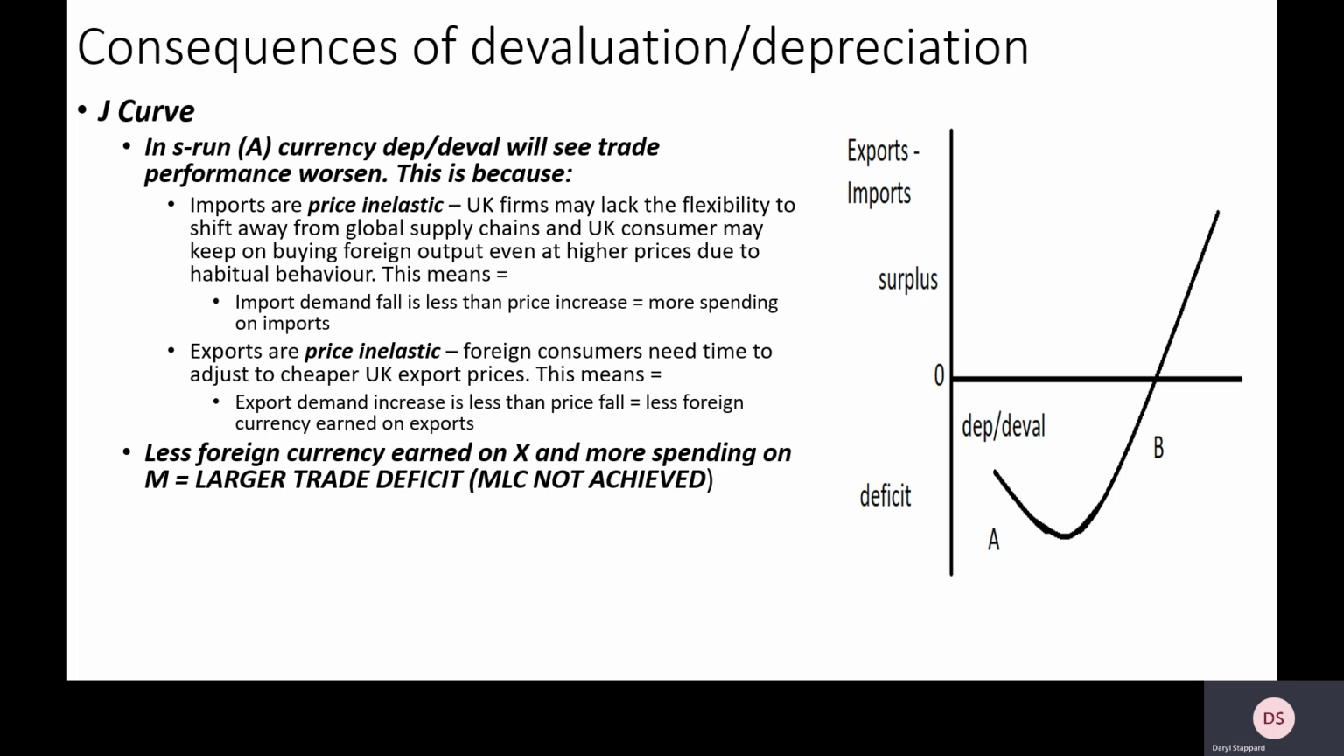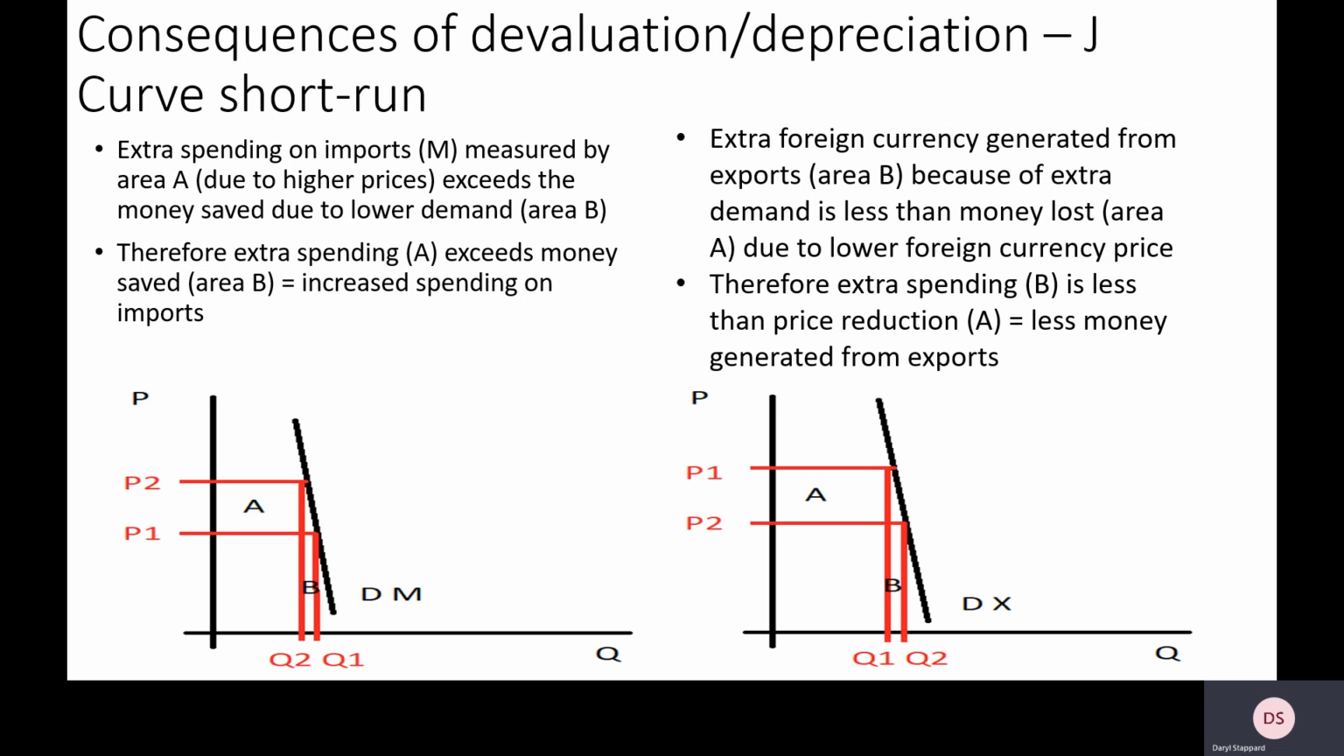Further to this, exports might also be price inelastic. Foreign consumers will not adjust automatically to UK goods becoming cheaper across the world. So overall, the idea is that in the short run, trade performance might worsen because imports and exports are price inelastic. Now, these next two diagrams will hopefully show you exactly what we mean. Think about what the assumption is: weak pound, imports dear, exports cheap.